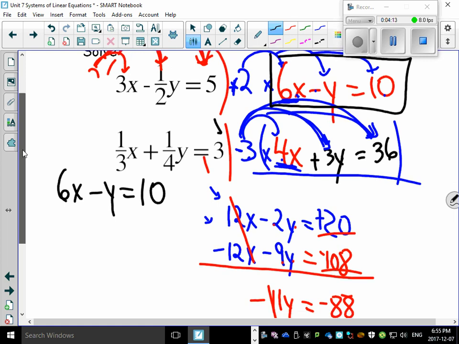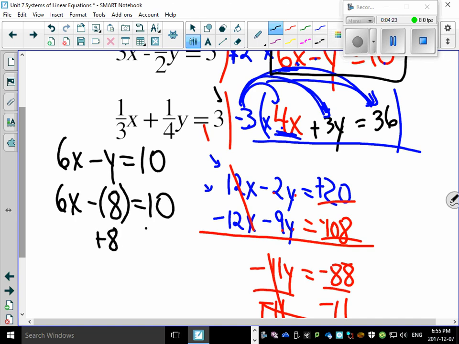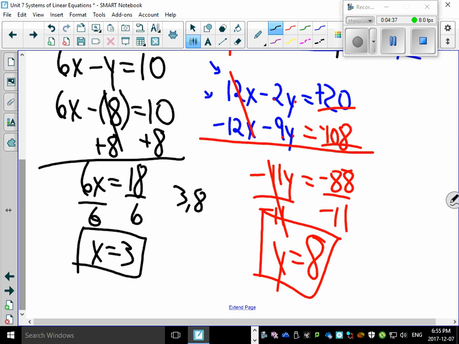Okay, so we know that y equals 8. Let's substitute that in. This is 6x minus, there's the substitution of 8, equals 10. So you have to add 8 to both sides. That cancels, leaving you 6x equals 18. And check this out. Divide by 6, divide by 6, x equals 3. Oh my goodness, a really ugly question becoming quite pretty with its answers. I love it.